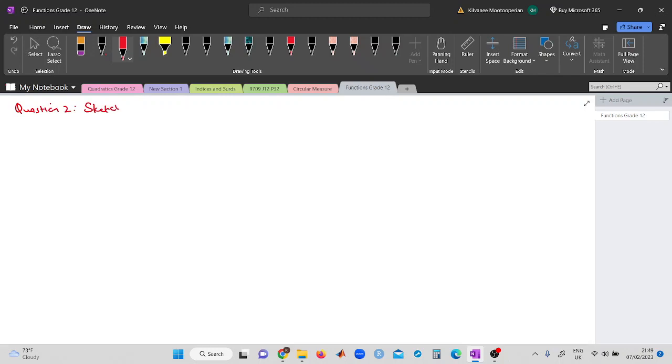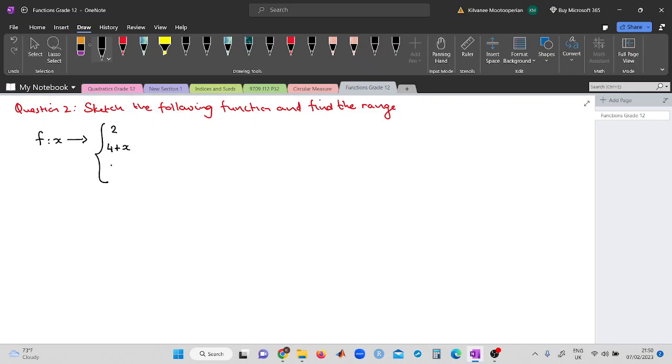Sketch the following function and find the range. So the function is as follows. Donc c'est f of x equals to 2, 4 plus x, 8 minus x.